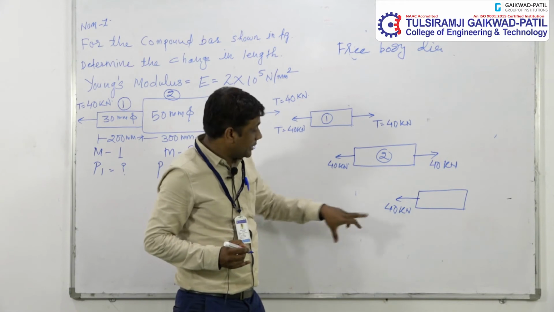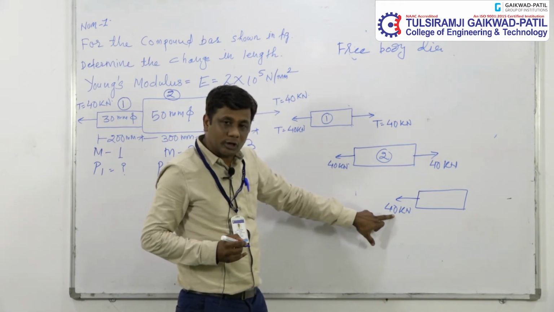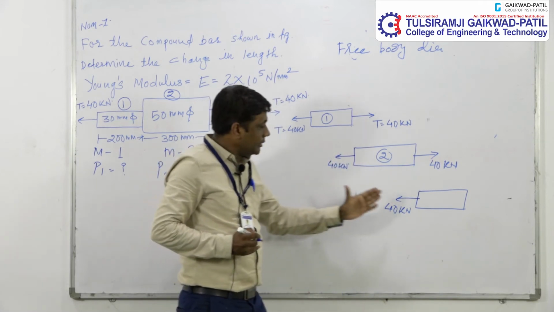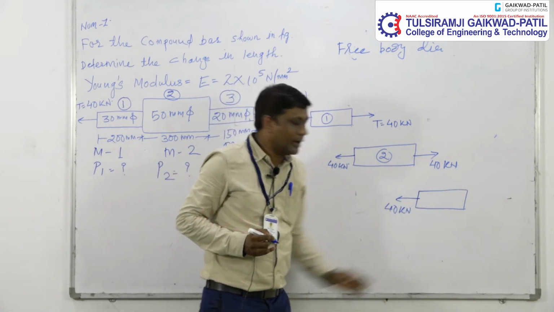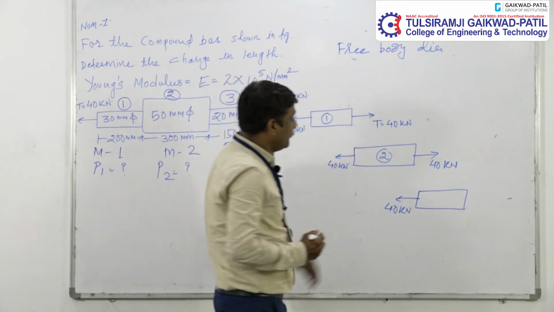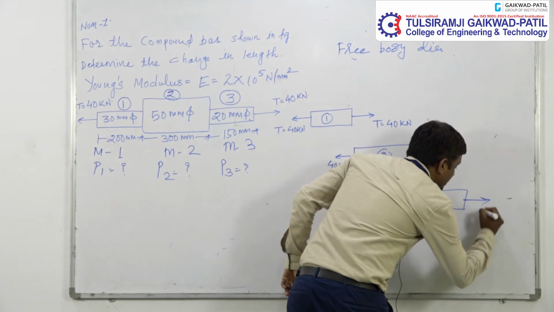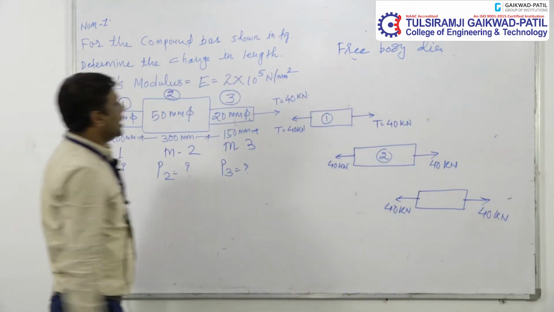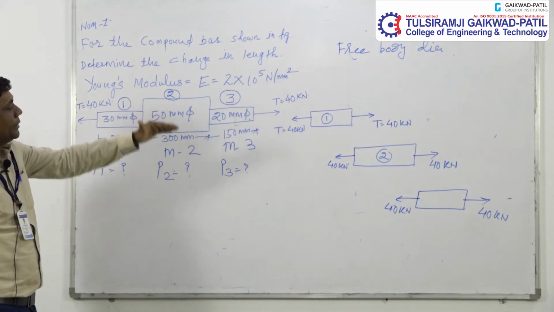But if here I provide a force of 40 kilonewton in the leftward direction, again I have to put this figure in equilibrium condition. That's why I am applying the same force in the opposite direction with the same magnitude of 40 kilonewton. So now all these three materials will be in equilibrium.